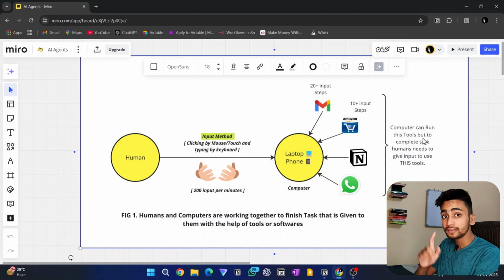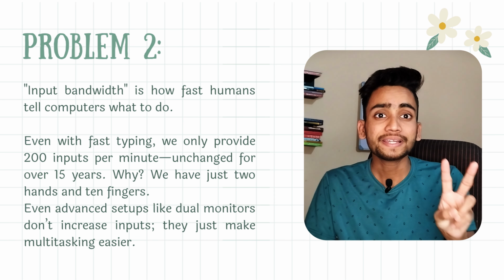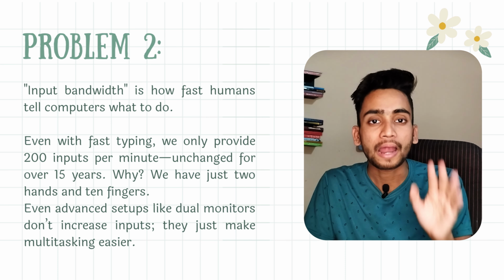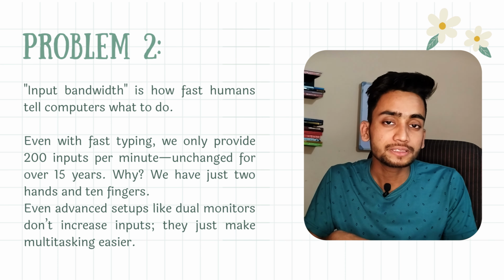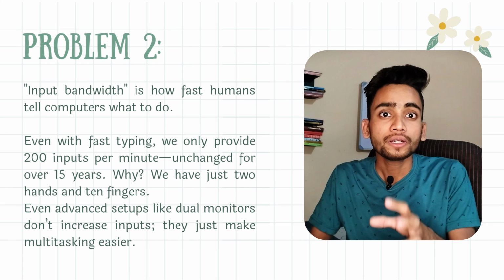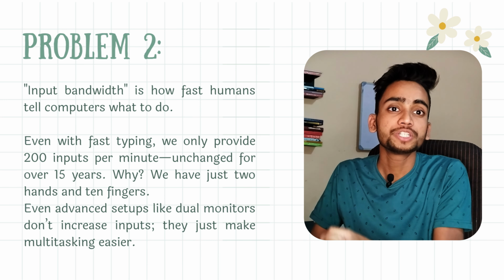See, computers can run the tools or softwares, but to complete tasks, humans need to give inputs to use these tools. So the second biggest problem with current computers is limited input bandwidth. Input bandwidth means how quickly we can tell the computers what task need to be done, or how quickly we can give input information to the computer.